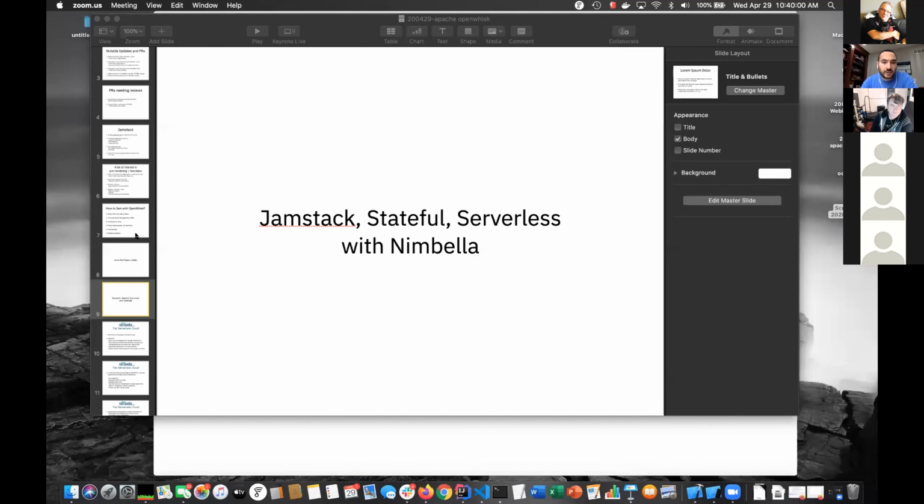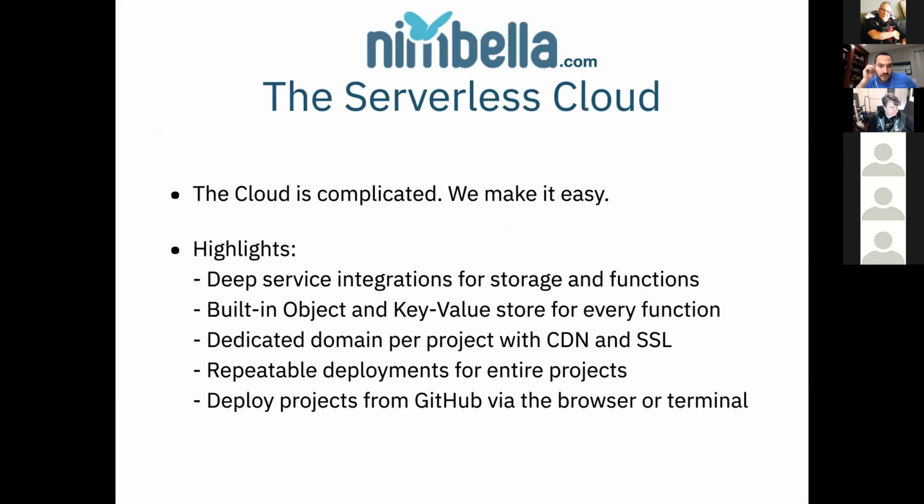Share my screen back. So I'm going to show something similar for Jamstack and stateful functions with Nimbella. What we've done, and we're sort of announcing and publicizing some of these capabilities, is essentially a demo that shows off what I think of as deep service integrations for storage and functions. We're able to co-locate the key value store with your functions for very fast access. Every function has access to an object store and key value store right out of the box. Every Nimbella account gets that bundled in.